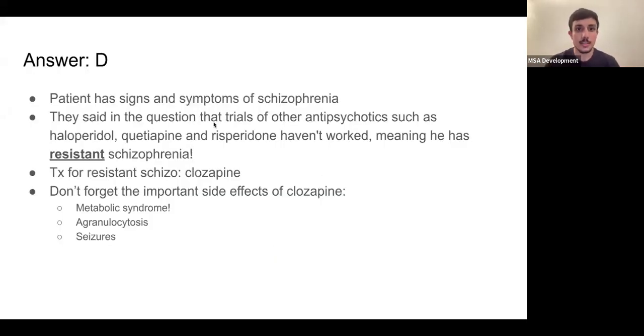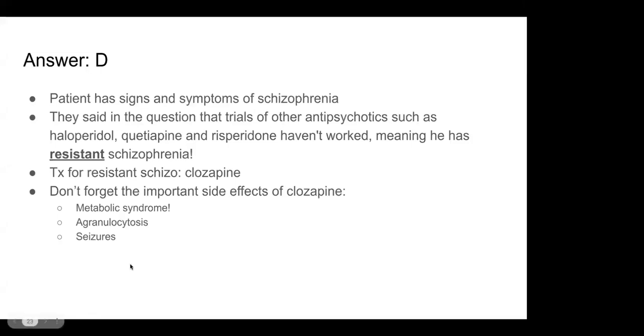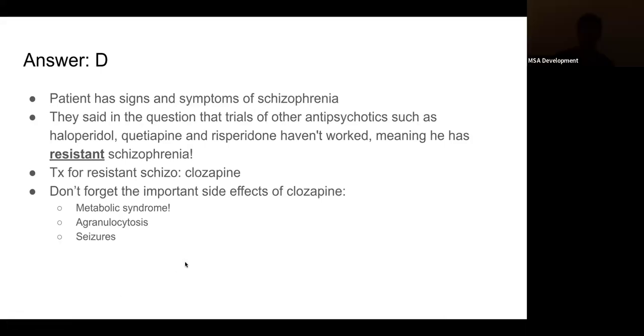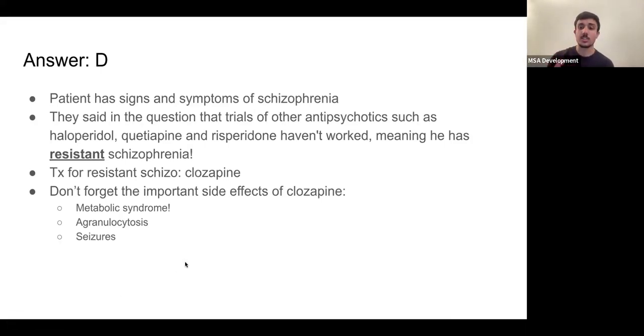So yeah, like I said, now important side effects of clozapine. It includes metabolic syndrome. What is metabolic syndrome? Which is common for all second generation antipsychotics. It's when you gain weight, when you get diabetes, when you get hyperlipidemia. This is common in second generation antipsychotics like clozapine, quetiapine, olanzapine, okay, risperidone. Agranulocytosis, this is very important. Agranulocytosis, decreased white blood cell count. A decreased white blood cell count can predispose you to infections.